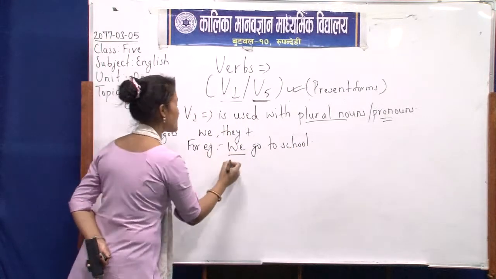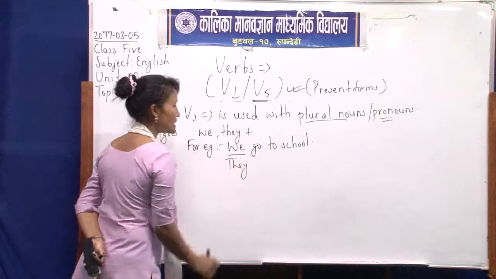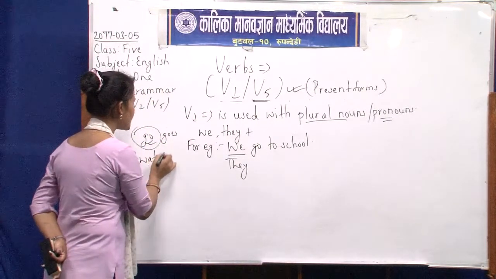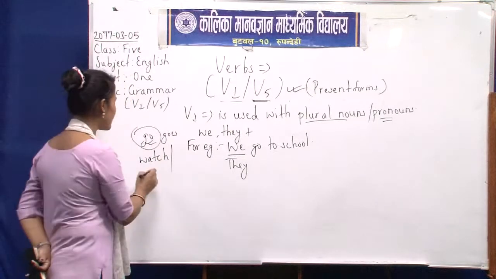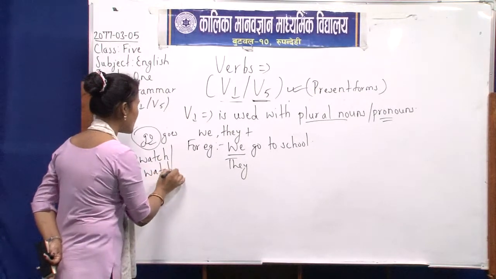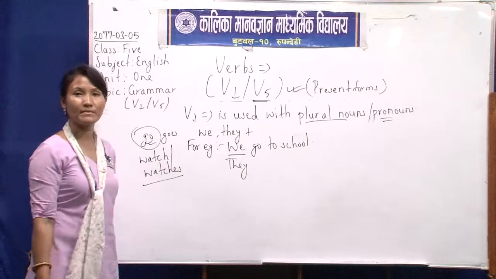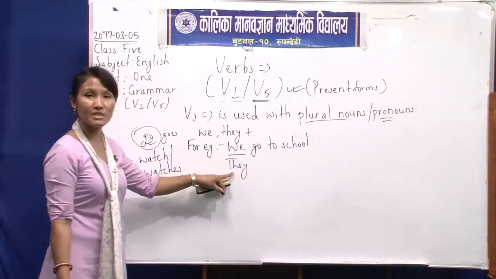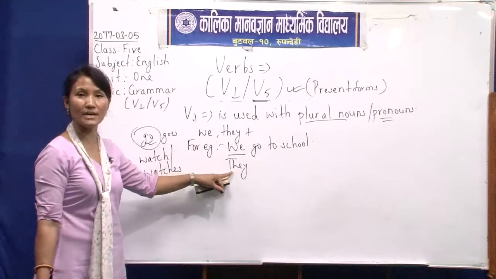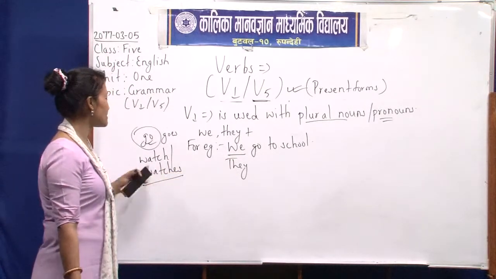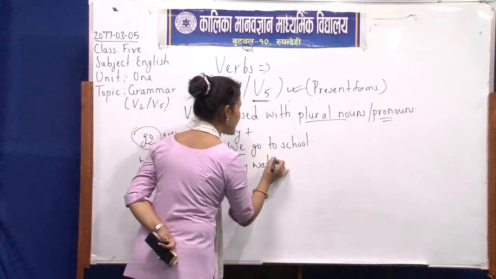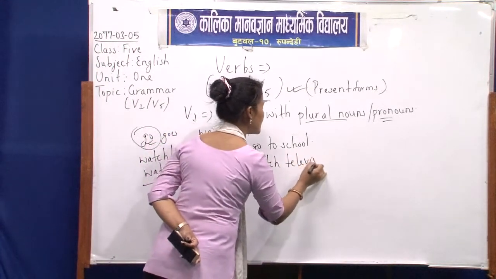Likewise, they. Let's use the next verb. What is verb 1? What is verb 5? Now, what are we going to use here? We have to see the subject here. The subject is what? Plural. Plural takes what? Verb 1. So, they watch television.